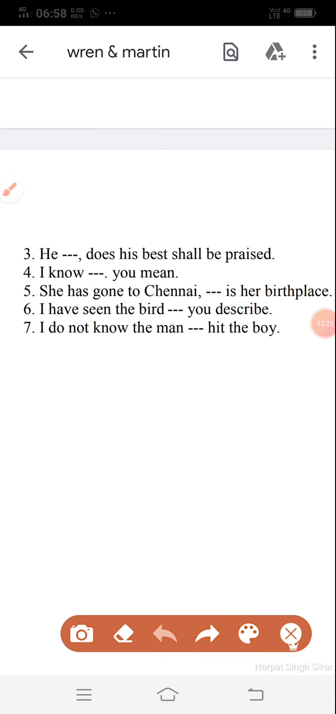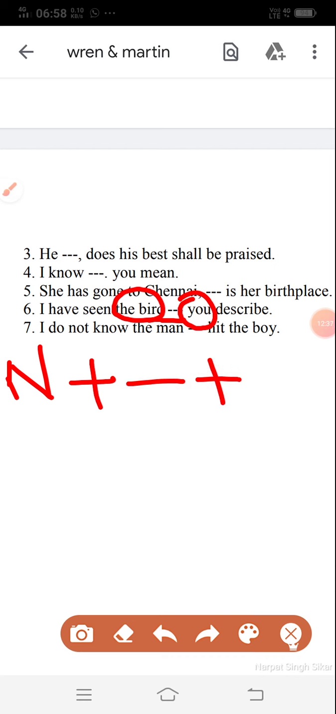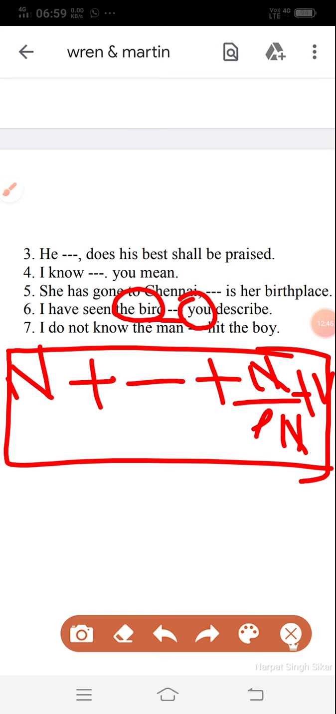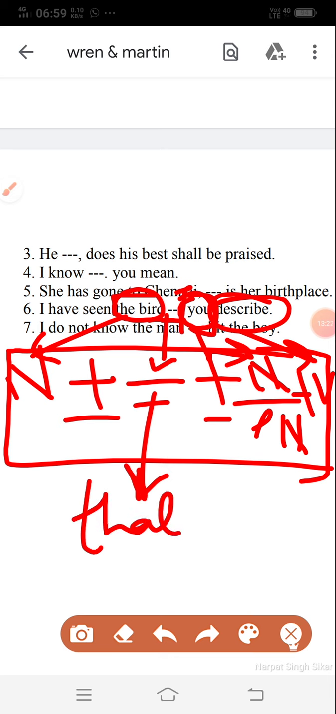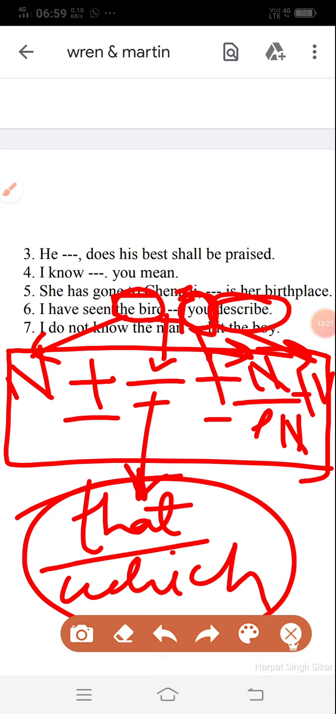Okay. Next, I have seen the bird blank you describe. Okay, so bird, first noun plus blank plus noun or pronoun plus verb. Okay, this is a somewhat complicated pattern, but concentrate on this. Noun plus blank plus noun or pronoun. You is a noun or pronoun, bird is a noun. Okay, after that there is a blank, and you is a pronoun, and there is a verb after that. So noun plus blank plus noun or pronoun plus verb. In this condition we have to fill in the blank choosing from the relative pronouns, and the relative pronoun would be, I have seen the bird you describe, that or which. Simple. That you describe.